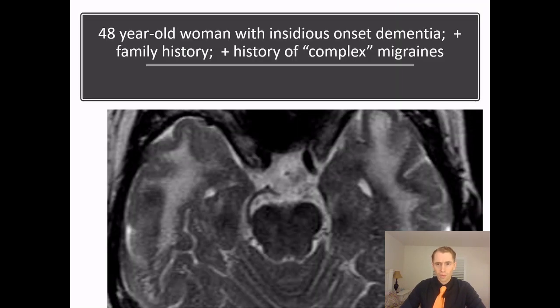This is a 48-year-old woman with insidious onset cognitive changes. She also had a family history of a similar condition and early dementia. She also reported complex migraines, or migraines associated with other neurological symptoms such as numbness or weakness or slurred speech. If you look at this MRI, you'll see confluent white matter changes radiating throughout the temporal lobes that are very symmetrical and extending into the anterior temporal lobes. This is not characteristic of multiple sclerosis, but quite commonly misdiagnosed as multiple sclerosis.